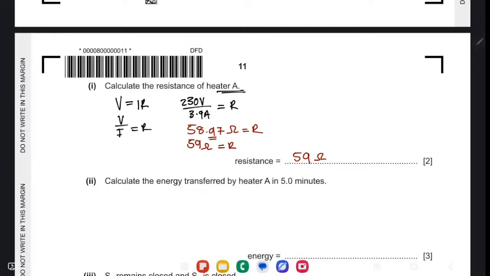You must know the units. We move on. So we have 59 ohms for this first one. I'll be calculating with you all the time, okay? I just want you to stay active.